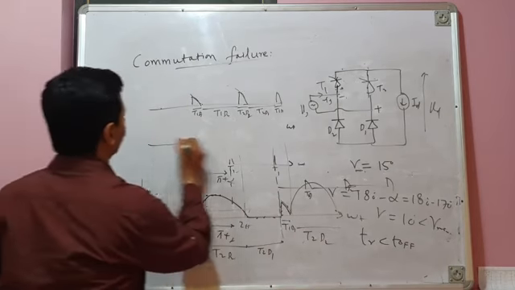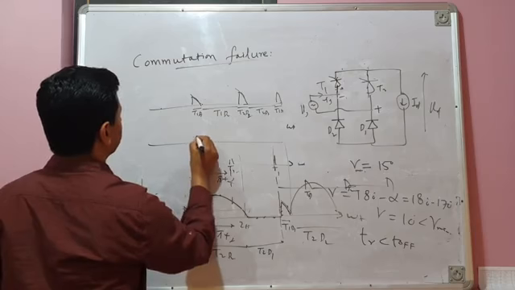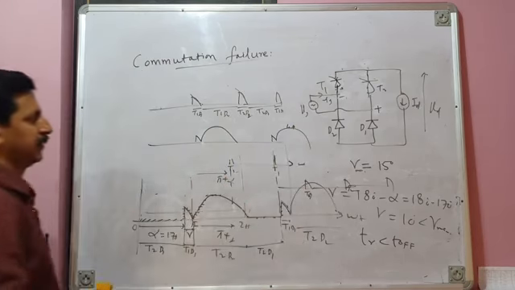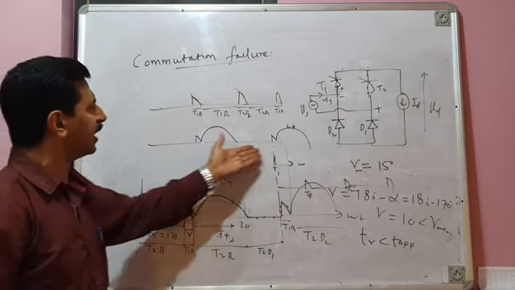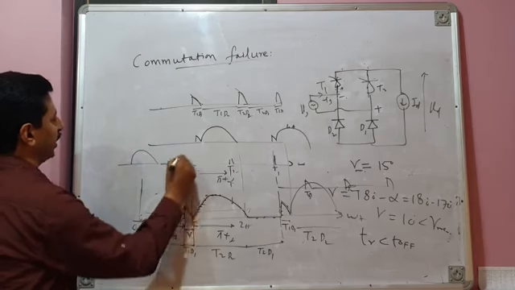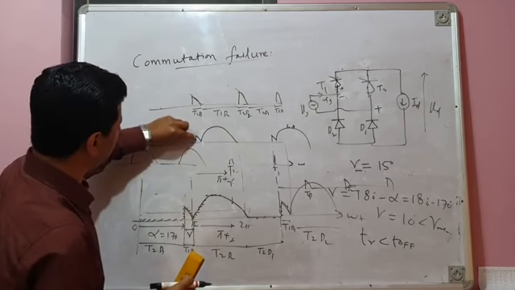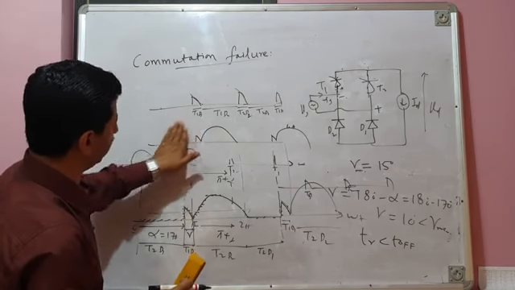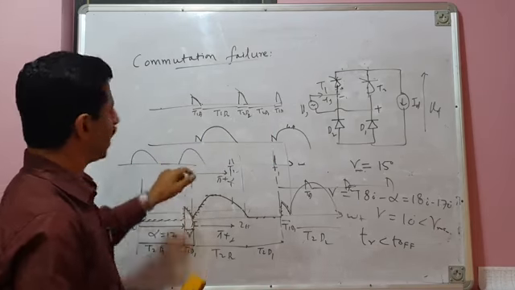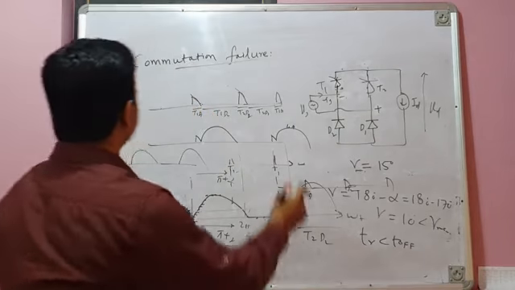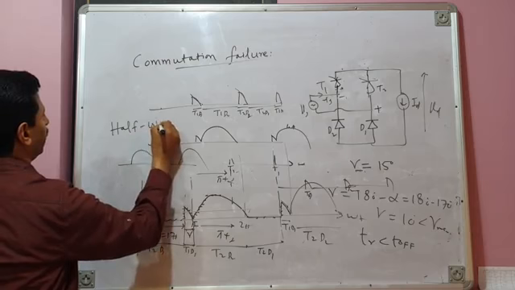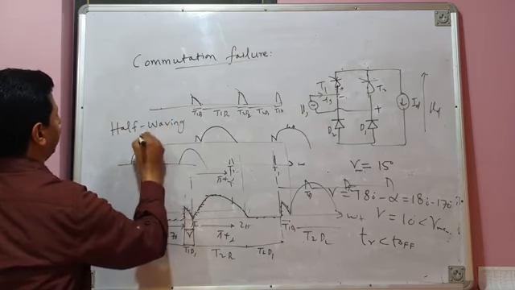Therefore, your load voltage, instead of becoming this, becomes something like this. So, isn't it like a half-wave rectified voltage? A half-wave rectified voltage looks like this. If you assume that these are very very small, you neglect the small positive voltages here, so this voltage is almost half wave rectified voltage. That is why this is called a half waving effect. This gives half waving effect.